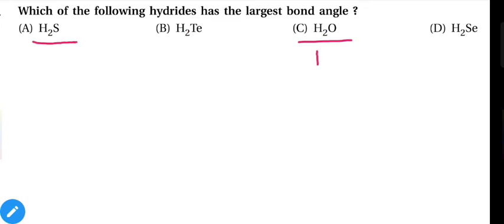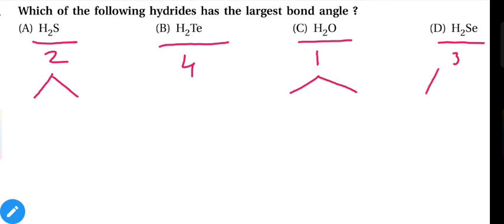The size of H2O will be the smallest. Then we have H2S in second place, then H2Se in third place and H2Te in fourth place. This is the increasing order of their sizes: O, S, Se and Te, and the same will be the decreasing order of bond angle. That means the bond angle will be highest in oxygen, then S, then Se, and the least bond angle will be in Te. So the increasing order of atomic sizes gives us the decreasing order of bond angles.